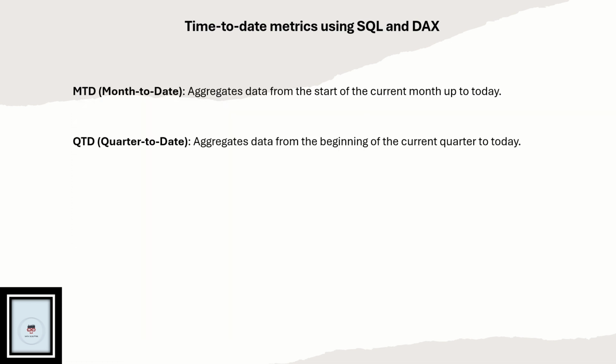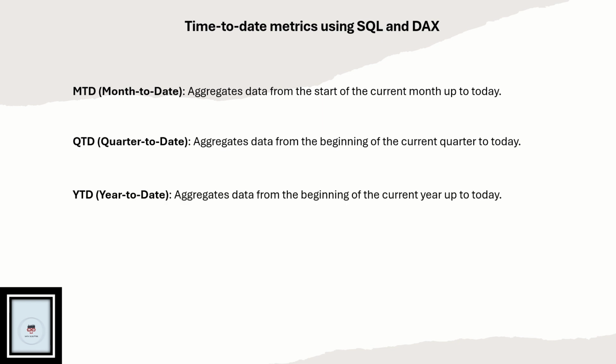Similarly, QTD means quarter to date. It aggregates data from the beginning of the current quarter to today. A quarter means January, February, March come under one quarter, April, May, June are one quarter, July, August, September are one quarter, and October, November, December are one quarter. In the year we have 12 months, and one quarter has 3 months. So, 12 divided by 3 is 4, and per year we will have 4 quarters.